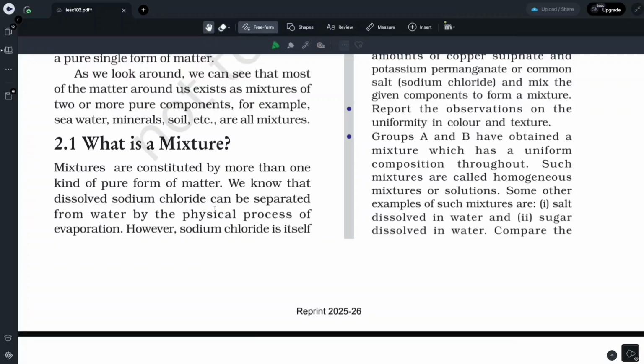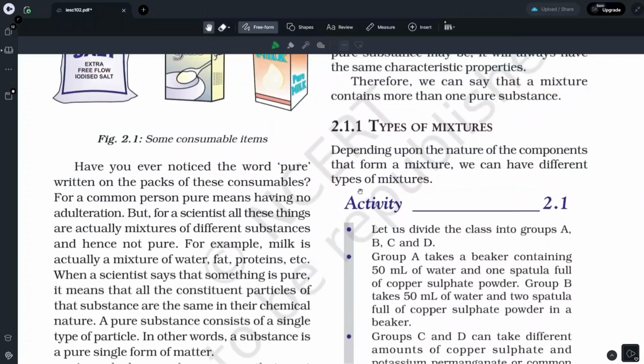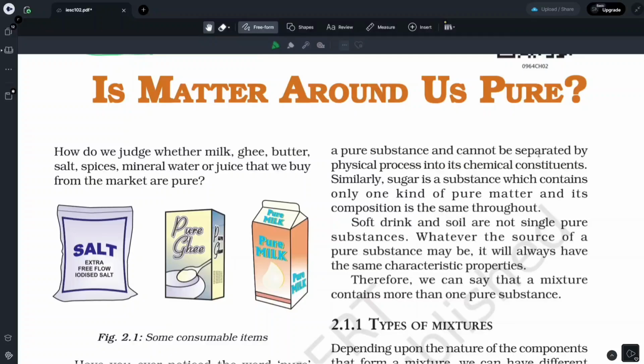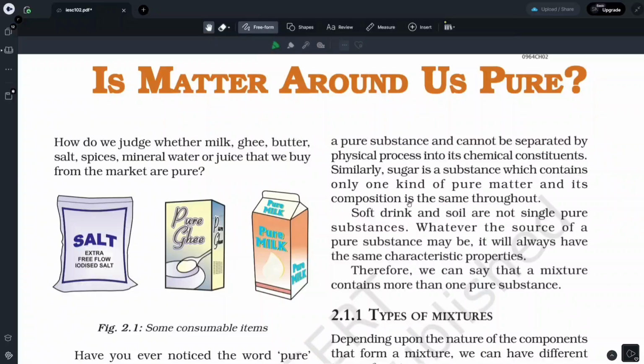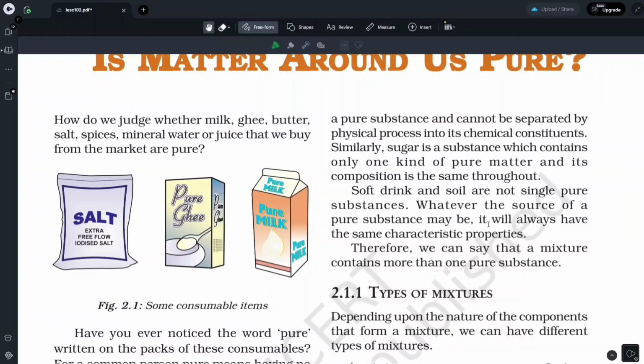We know that dissolved sodium chloride can be separated from water by the physical process of evaporation. However, sodium chloride is itself a pure substance and cannot be separated by a physical process into its chemical constituents. Similarly, sugar is a substance which contains only one kind of pure matter and its composition is the same throughout. Soft drink and soils are not pure substances. Whatever the source of a pure substance may be, it will always have the same characteristic properties. Therefore, we can say that a mixture contains more than one pure substance.